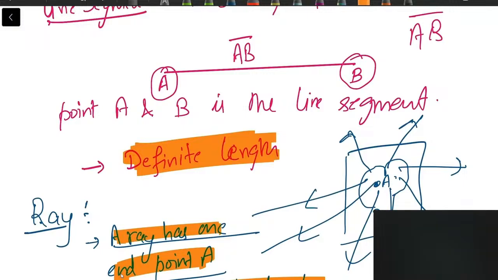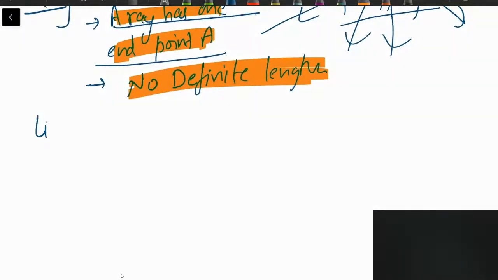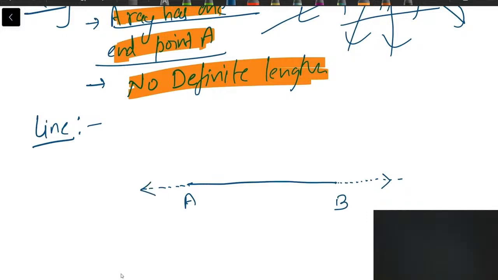Now let's come to the definition of a line. What exactly is a line? A line segment AB that can be extended infinitely in both directions. Let's say we have a point A and another point B, and we combine these 2 points. Then it is called a line, so it can be extended to infinity in this direction and also to infinity in this direction. That's known as a line.